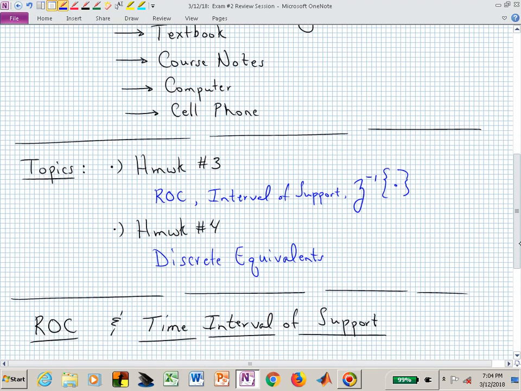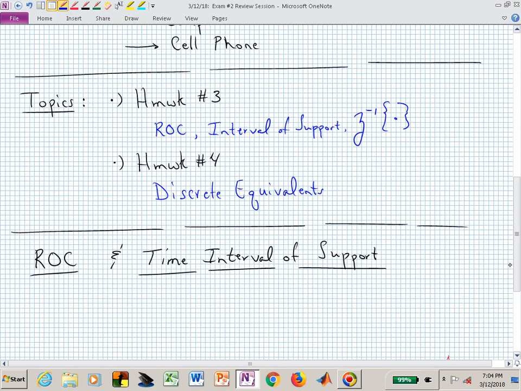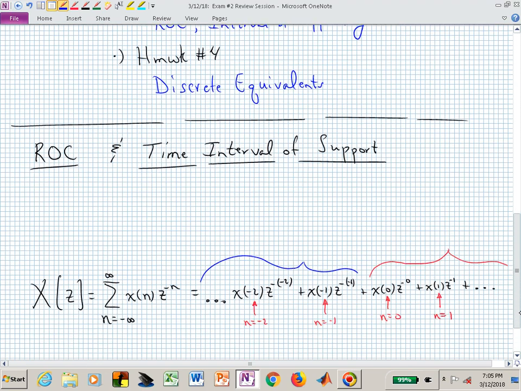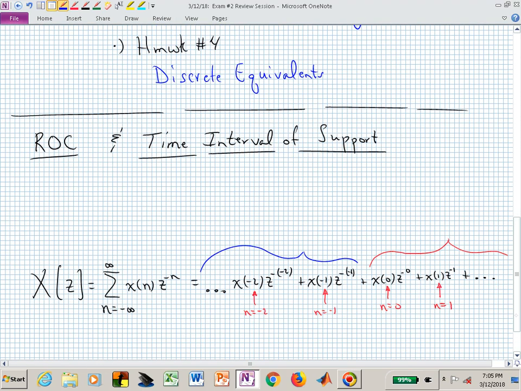I hope I'm back to the right location. So now let's talk about region of convergence and time interval of support and how you might relate those. And what did I say? Until you graduate, you better remember this formula. Or, I'm sorry, at least until the final exam in this class. You need to know the capital X of Z, the Z transform definition.